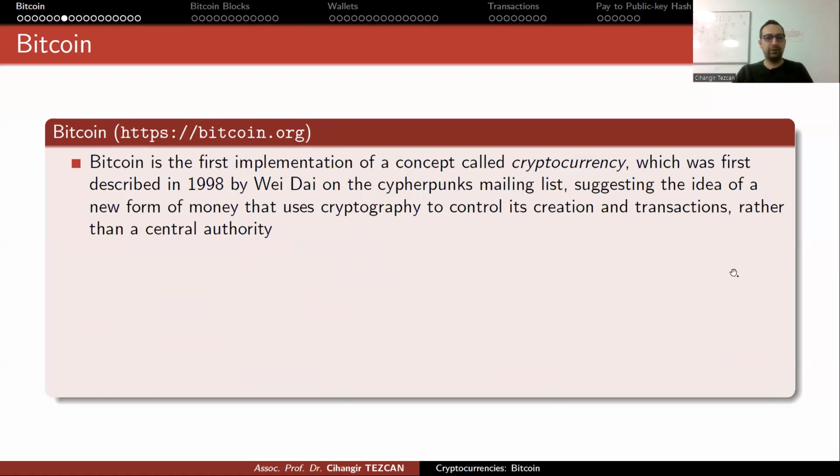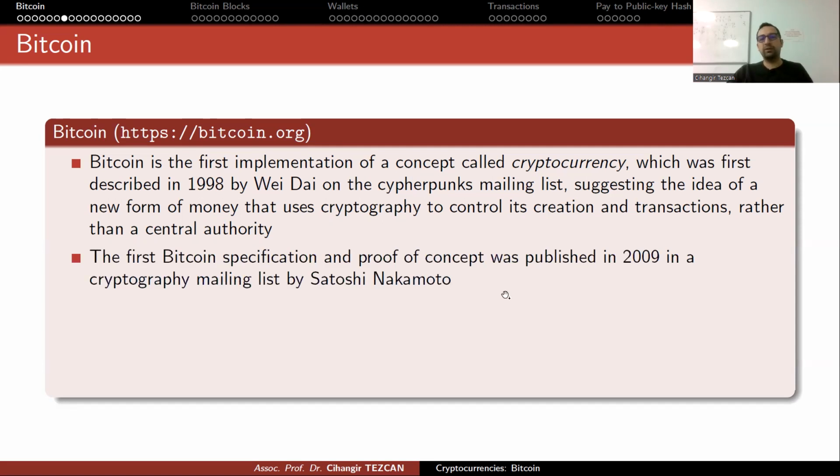So let's go back to Bitcoin. Bitcoin is the first implementation of a concept called cryptocurrency, which was first described in 1998 by Wei Dai on the cypherpunks mailing list, suggesting the idea of a new form of money that uses cryptography to control its creation and transactions rather than a central authority. This is why these kinds of ideas are also cited in the white paper of Satoshi.